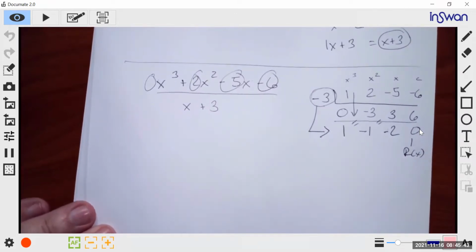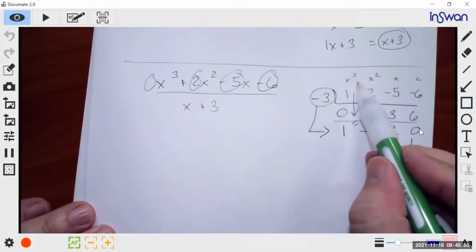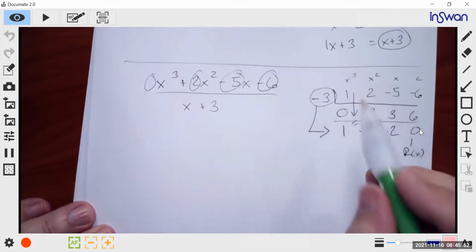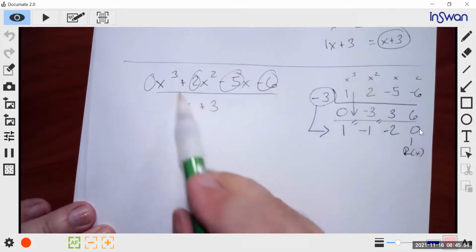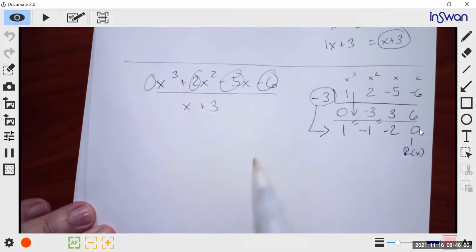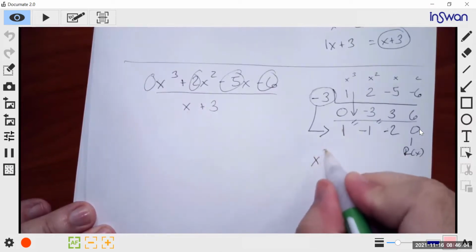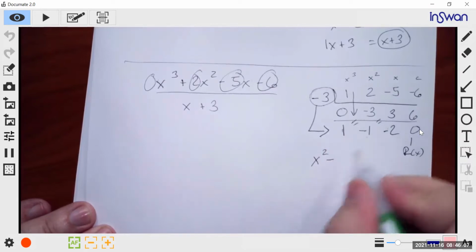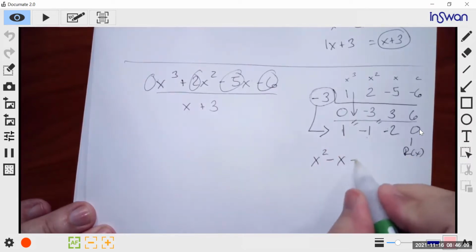So what's the rest of the polynomial I have left? Nope, because we started with x cubed, right? And we divided by x. So whenever you take x cubed divided by x, you always end up with 1 less. So this one's going to be x squared minus x minus 2.